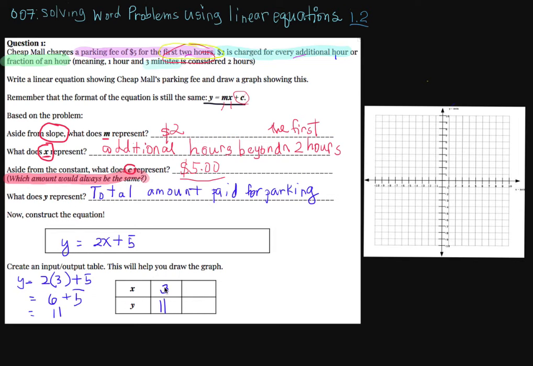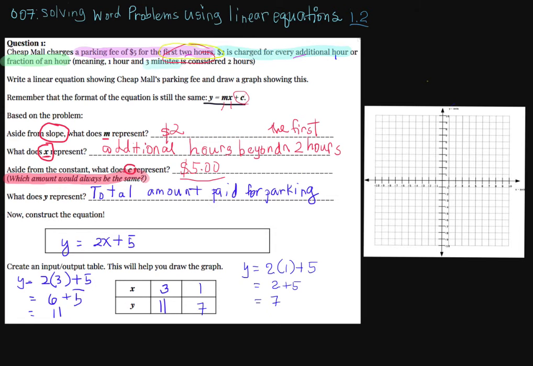Okay, so we figured out that if you just give a value to x and substitute it, if x is equal to 3, then y will be equal to 11. So let us put in another value. Let's say x is equal to 1. Again, y is equal to 2 times x, which is 1, plus 5. Y is equal to 2 plus 5, and therefore, if x is equal to 1, y is equal to 7. Okay, so now you have your two coordinate points.